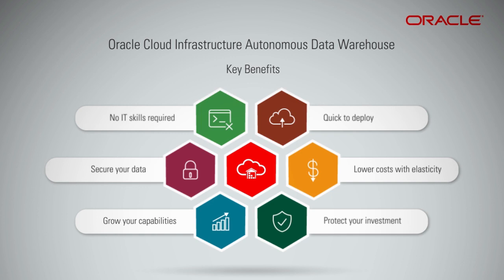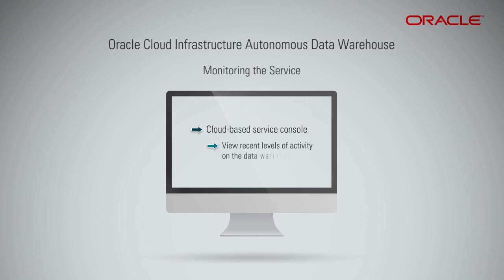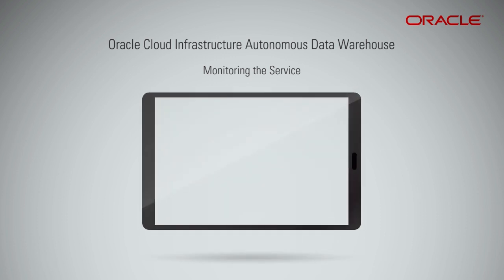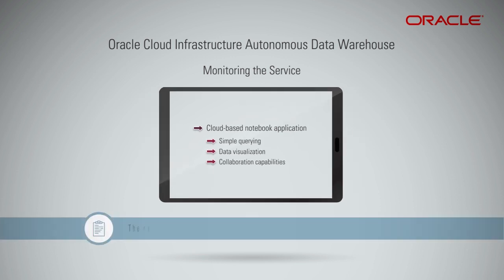Autonomous Data Warehouse includes a cloud-based service console for monitoring the service for tasks such as viewing the recent levels of activity on the data warehouse. Autonomous Data Warehouse also includes a cloud-based notebook application, which provides simple querying, data visualization, and collaboration capabilities. The notebook is designed to be used alongside other business intelligence applications.